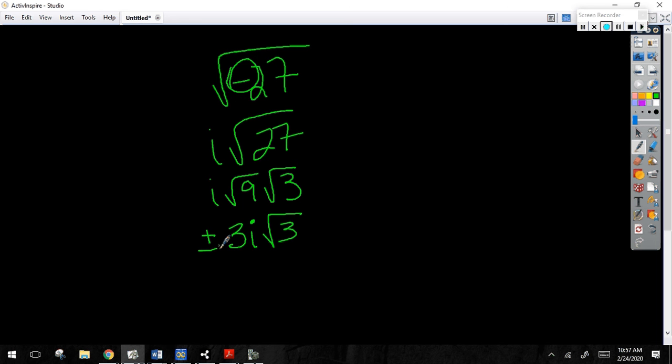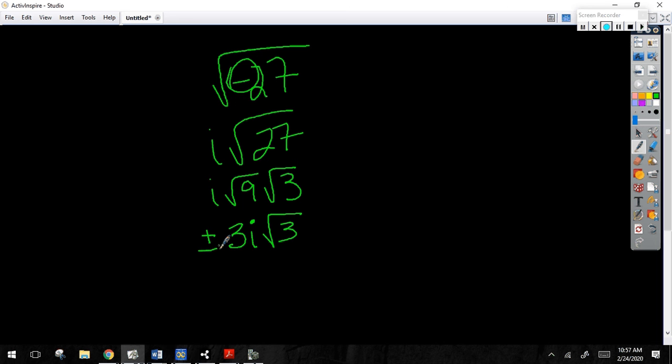It's going to go behind a whole number. It's going to go in front of a radical. What do you do with the negative? Do you have to put it before the 9 or the 3? What negative? For negative 27. You get rid of the negative with the i.